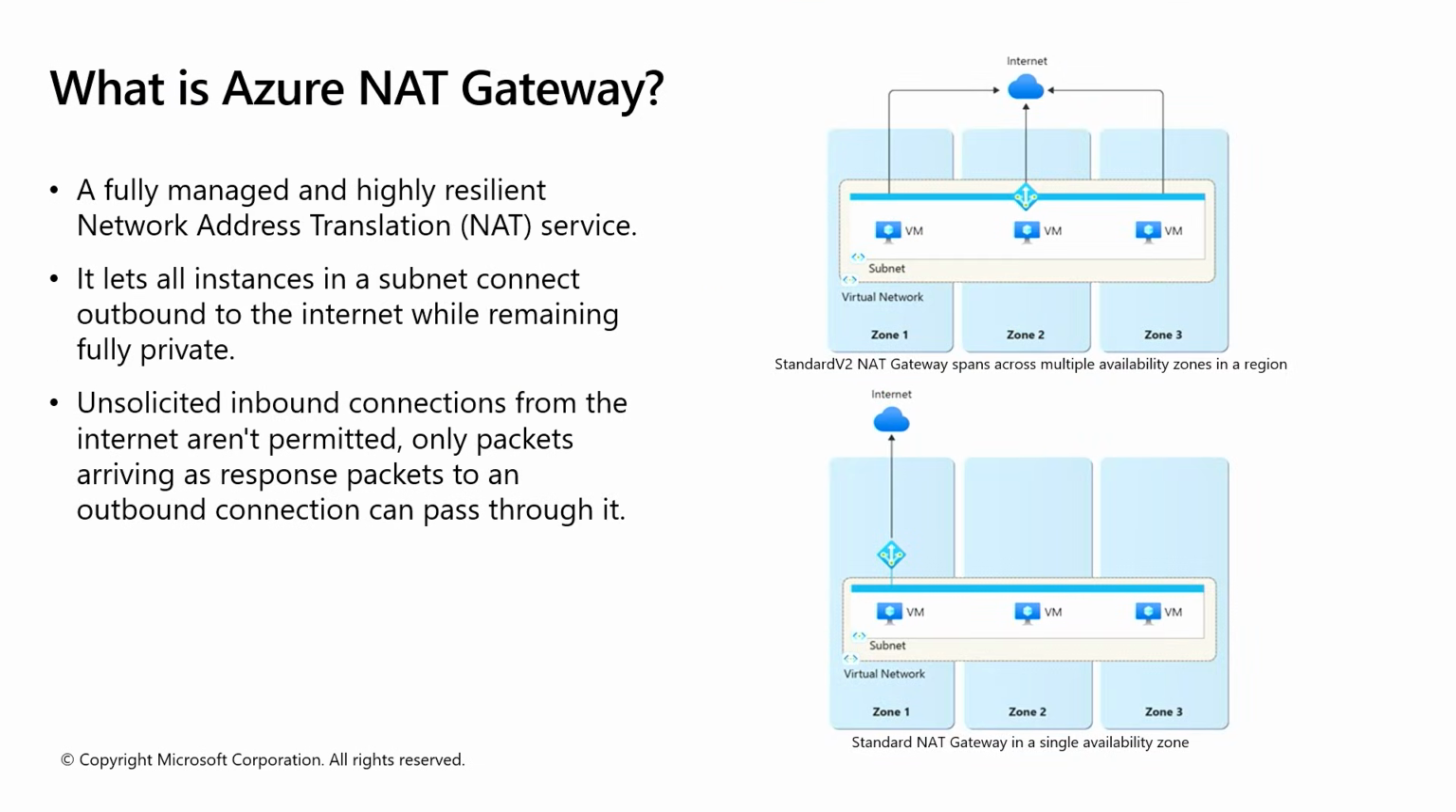Sometimes your Azure virtual machines need access to the internet. You can create a user-defined route and send all the traffic back to your on-premises proxy server, or you can create an Azure NAT gateway. With Azure NAT gateway, you can give these virtual machines outbound access to the internet while remaining fully private.